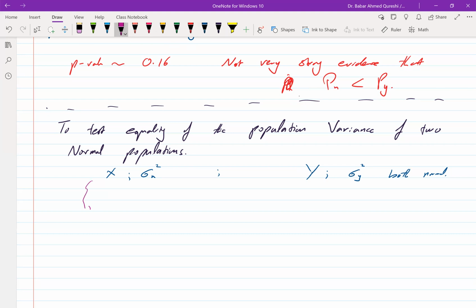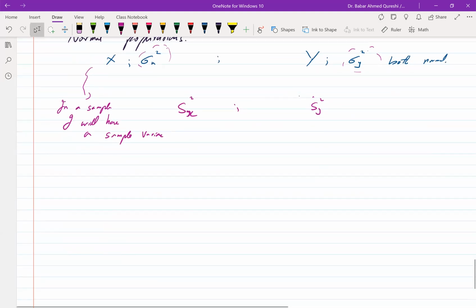But when I pick a sample from here, in a sample, I will have a sample variance Sx square. Similarly here, you will have Sy square. And based on these sample variances, I want to say something about if these two are equal or not. So to do that, what people usually do is to construct this new variable, the f variable or f distribution.